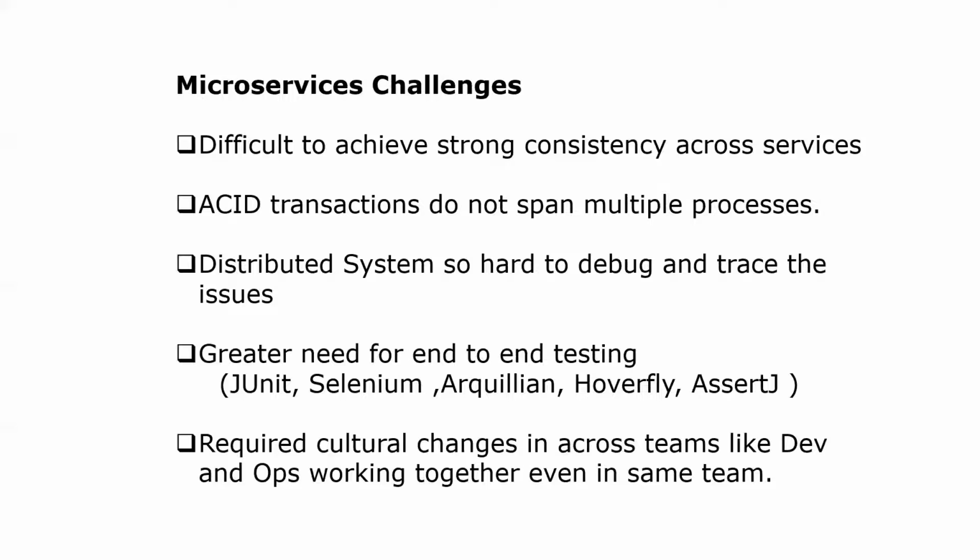Because each microservice will be running as independent services. So this is where we can look for some patterns, like Saga is one of the design patterns. So we can implement Saga patterns using choreography or orchestration, right? Similarly, distributed systems are hard to debug and trace issues, right?